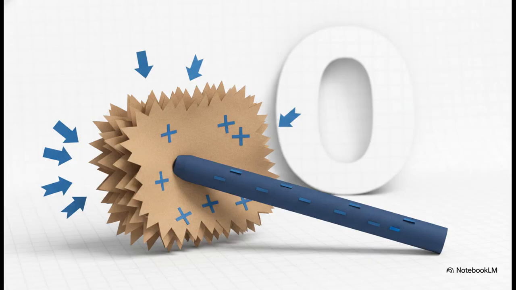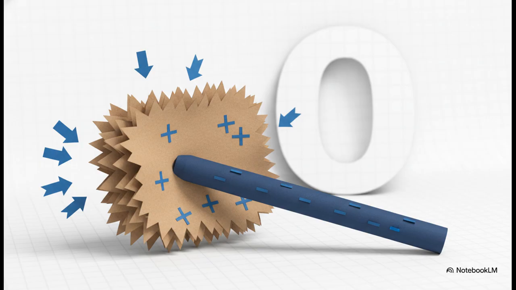Now you rub them together, what happens? Some electrons literally jump from the fur over to the rod. So now the rod is negative, and the fur is left with an equal positive charge. But, and this is the crucial part, if you look at the whole system, the total charge is still 0. This proves a fundamental law of the universe. You can't create or destroy charge.